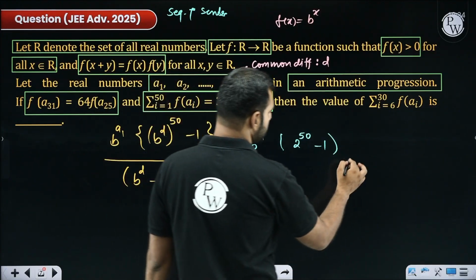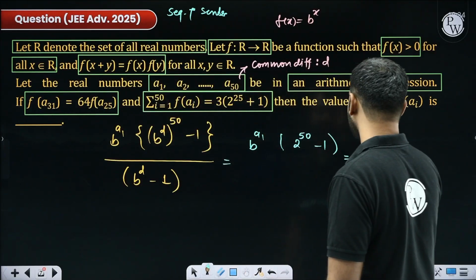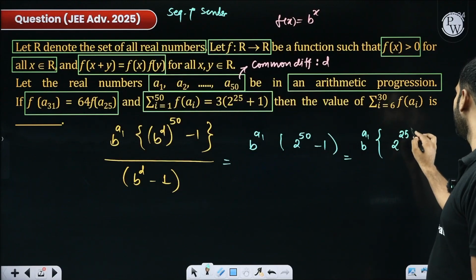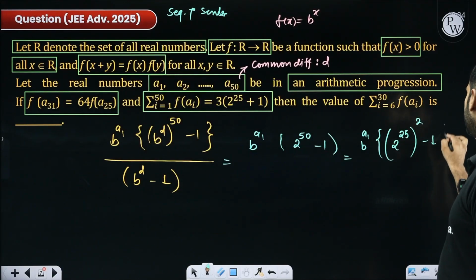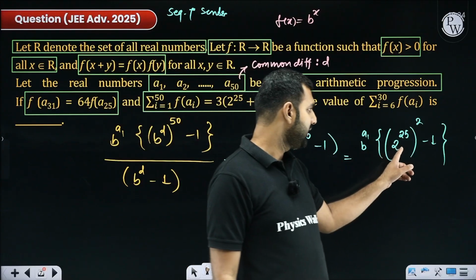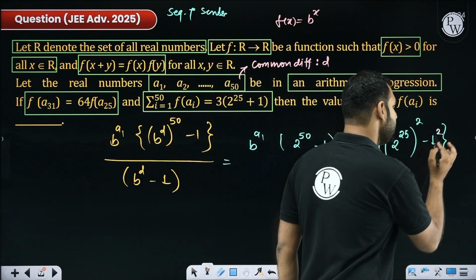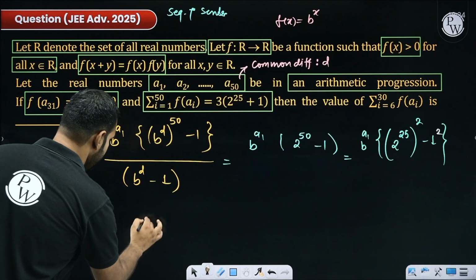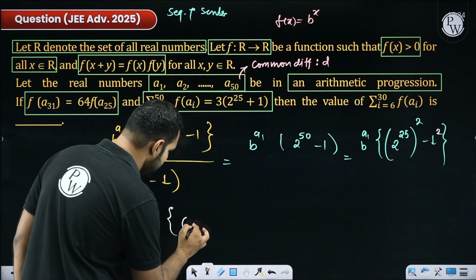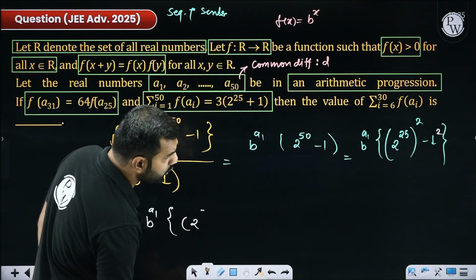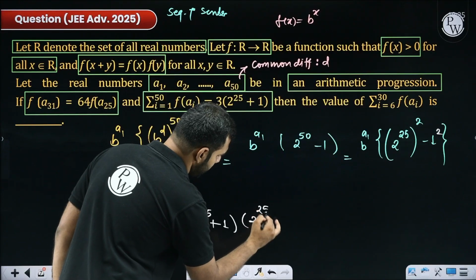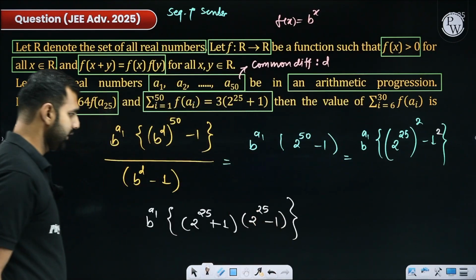Everybody got this? Now this 2 to the power 50, can I write it as this, with b to the power a1 staying outside? 2 to the power 50 I'm writing as 2 to the power 25 whole squared, minus 1. Can I do so? Everybody give me a quick response. Can we do that? Sir, why did you do this? I am seeing a square minus b square here. Are you seeing that? a square minus b square. So this gets simplified as b to the power a1 staying outside, then a plus b into a minus b. So what is a plus b? Sir, it is 2 to the power 25 plus 1 into 2 to the power 25 minus 1. Yes or no, everyone? Give me a quick update.